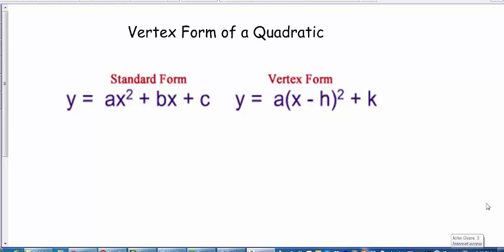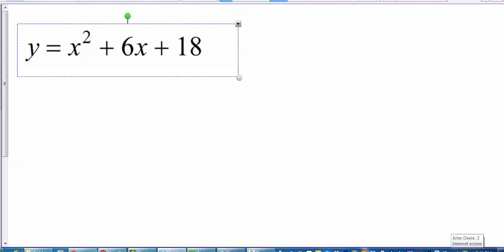Today we'll learn how to take a standard form of an equation, which is in the form of ax squared plus bx plus c, and rewrite it in the vertex form of a quadratic, which is a(x minus h) squared plus k. First things first, let's look at this particular quadratic.